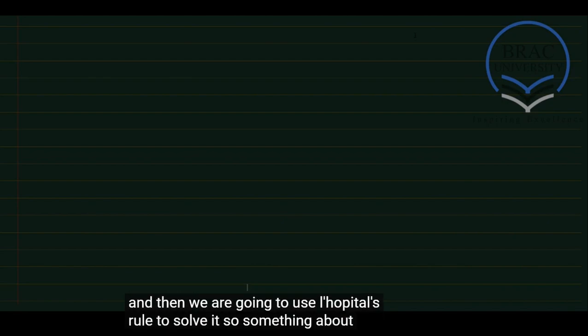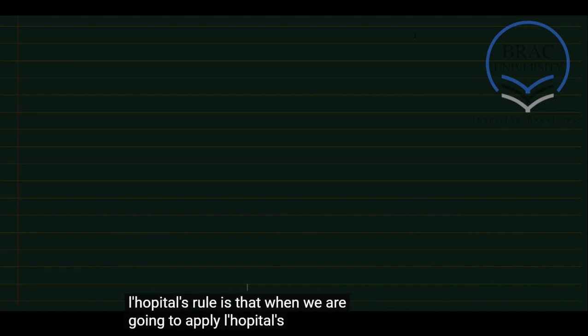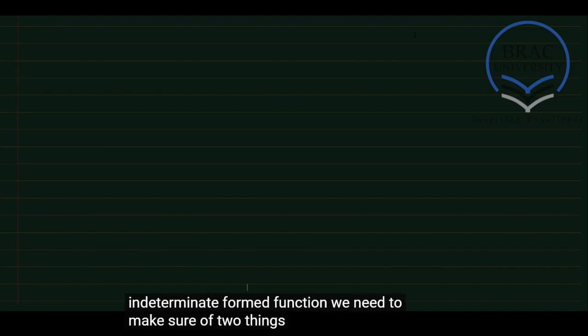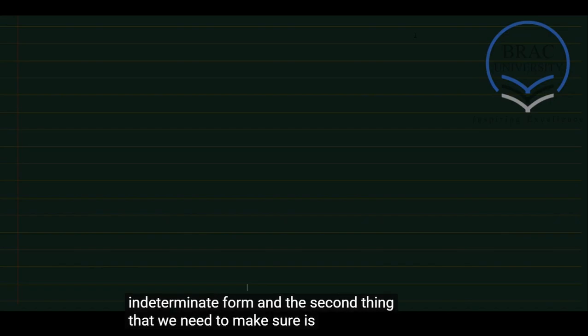Something about L'Hopital's rule is that when we apply it to an indeterminate form function, we need to make sure of two things. First, we need to make sure that the function we're working on is in fact in an indeterminate form, and second, that the function we are working with is differentiable at the given limit. To understand that better, we're going to look at a function here.